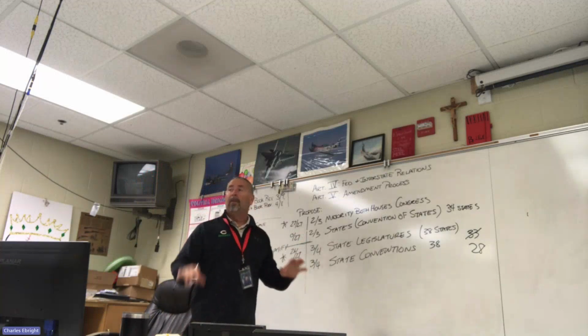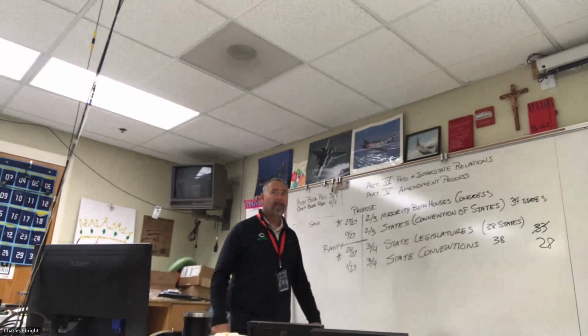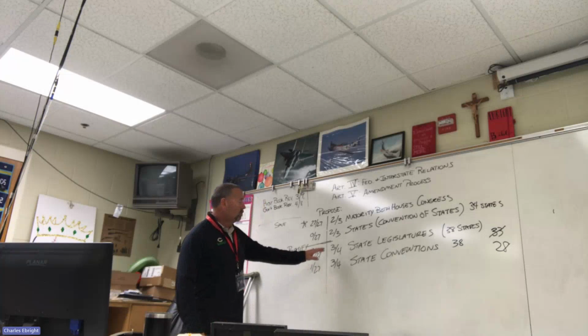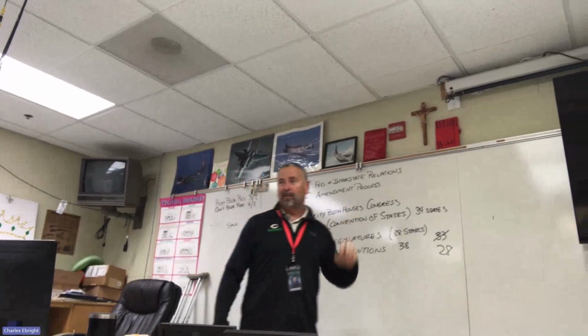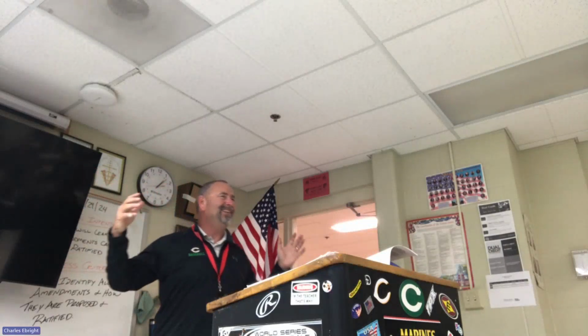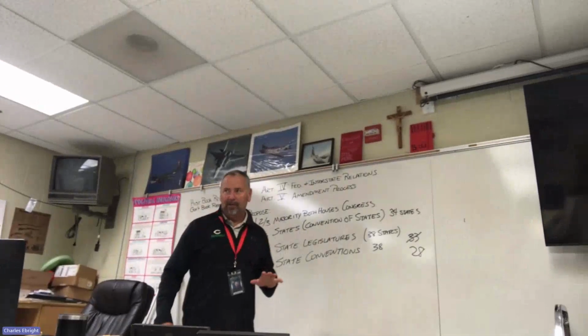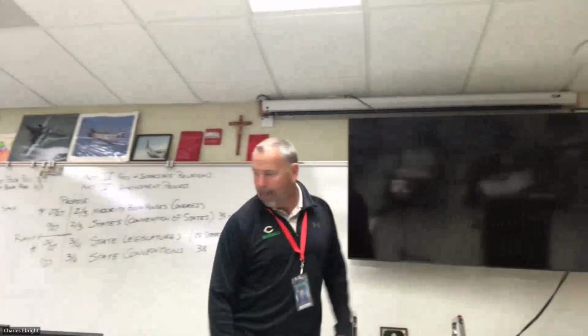The most common way to ratify, which was 26 of 27 times, was through three-fourths of the states' legislatures. So this is Topeka, Tallahassee, Albany, Austin. You need 38 state legislatures to approve the amendment, to ratify. Now, only one has been ratified through option 2, which is through state convention. What is a state convention, Mr. Ebright?